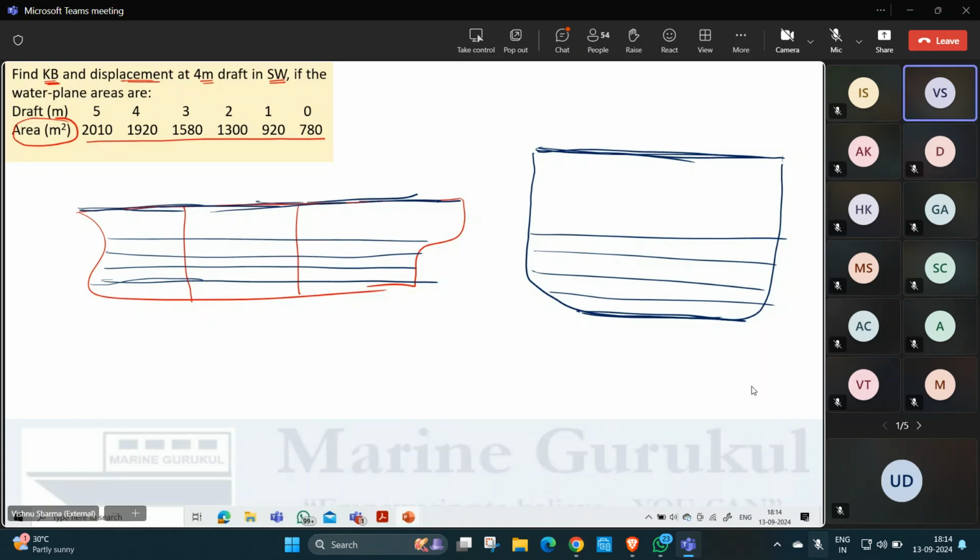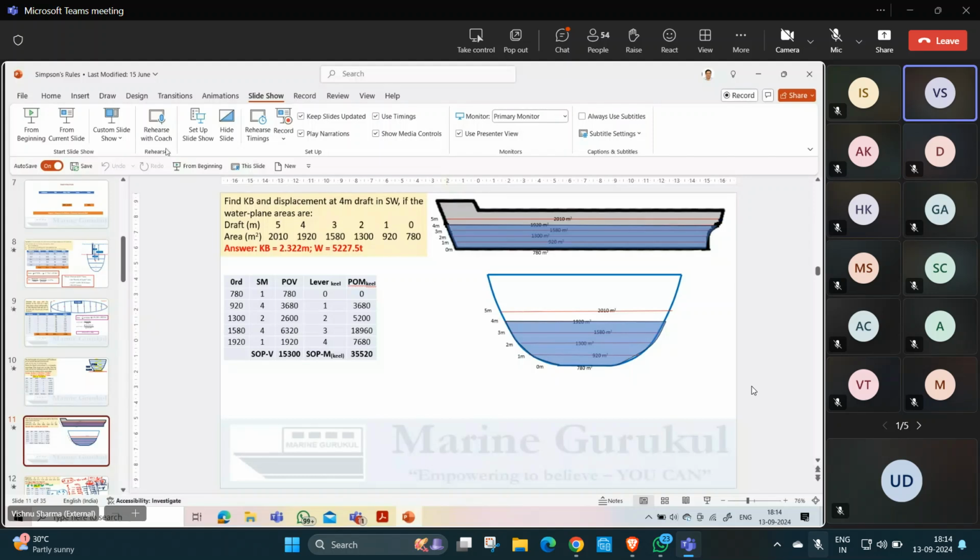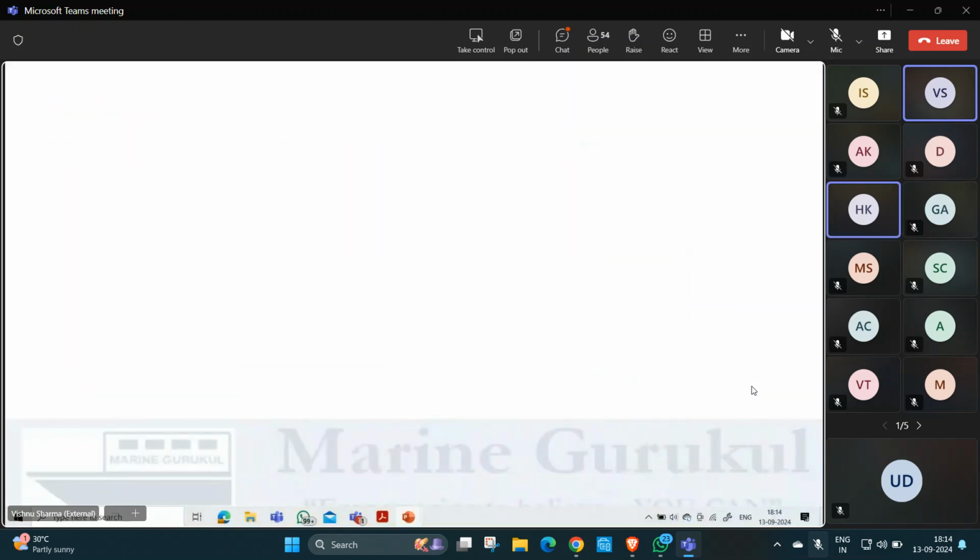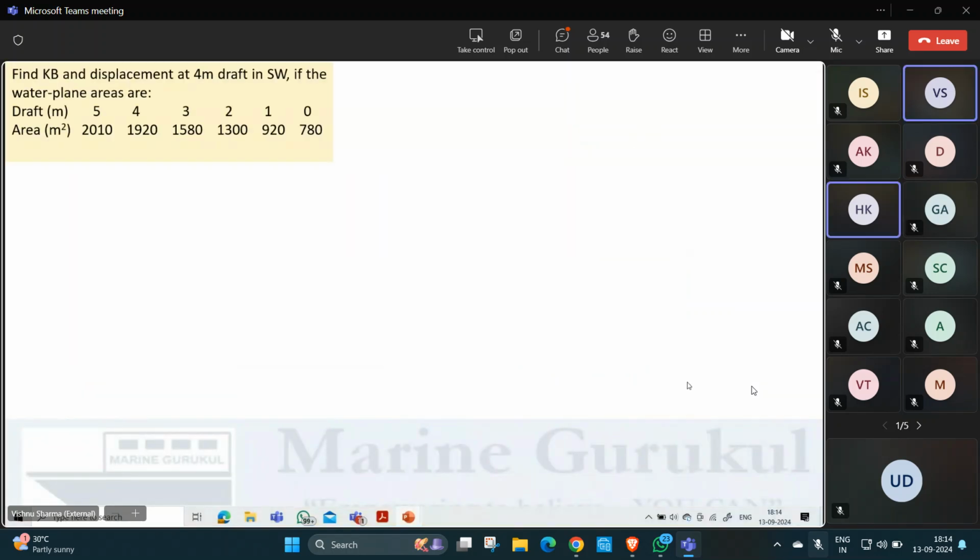Okay. Before now, what is displacement equal to? What is the formula for displacement, beta? Volume into density. Which volume? Underwater volume, up to the waterline.